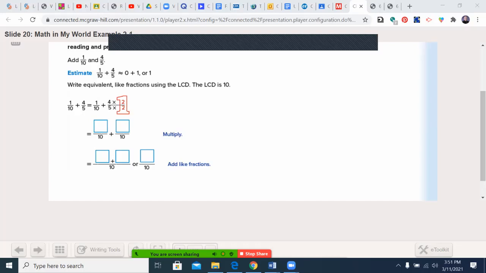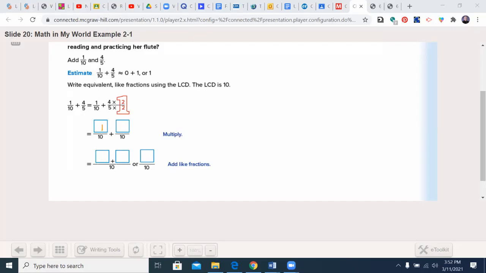So I'm going to keep this 1/10 just as it is. Multiplying it, both numerator and denominator, by 1 is just a waste of time. So now I have 4 times 2 and 5 times 2 because we needed to get this over here to a 10. So 1/10 plus 4 times 2 is 8. 1 plus 8 is 9. Notice I've already written the 10 because, again, we don't add the denominators ever.